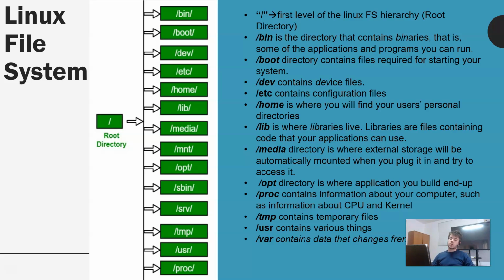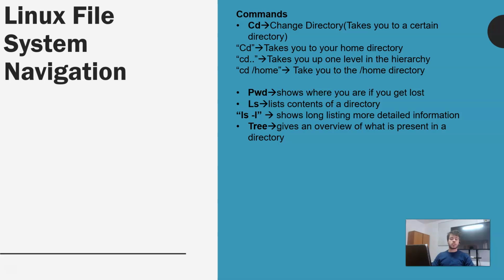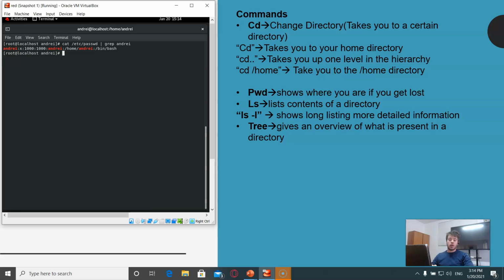So now that we have a basic idea on the Linux hierarchy, and what is stored where, how do we actually go through it? How do we move through the hierarchy? This is done through the cd command or change directory, which takes you to a certain directory. So let's use it a bit. Let's clear. At this point, I will cd to the /home/Andrei directory. I have successfully done that.